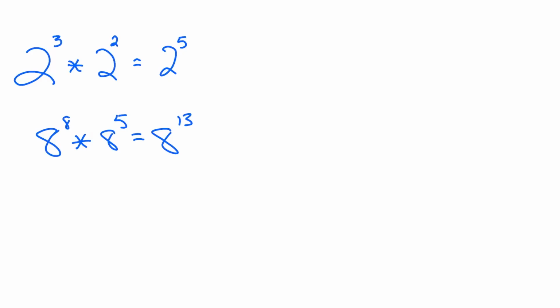Look at these two examples for a moment. It looks, and actually it is, that the exponents add together to get the answer. So 2 to the third times 2 to the second becomes 2 to the fifth because 3 plus 2 is 5. And 8 to the 8th times 8 to the fifth becomes 8 to the 13th because 8 plus 5 is 13. So in a very real way, all we're doing when we multiply numbers that have the same base is add the exponents.